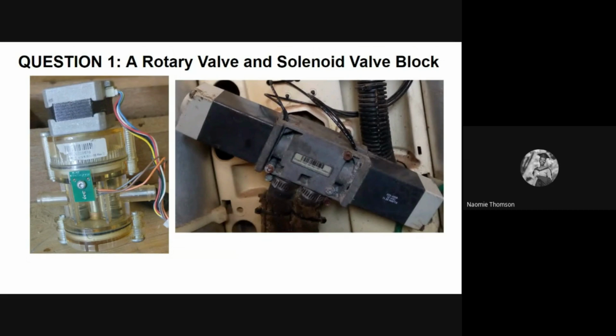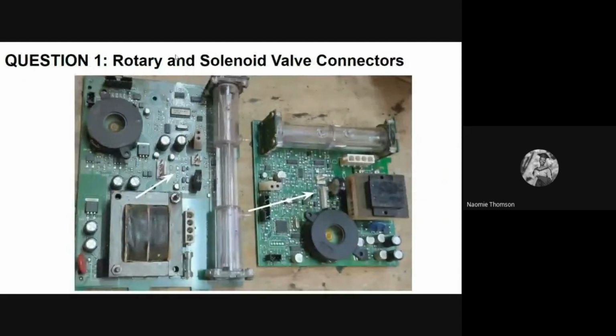The only significant difference between the two valves is the connectors on the control board. The connector of the rotary valve has 9 pins, while the solenoid valve block has 4 pins. So if you try to replace a solenoid valve block with a rotary valve block, you need to change the whole control board, because the rotary valve block has 9 pins on the connector side and the solenoid valve block has 4. You wouldn't have any place to plug it in on the control board.